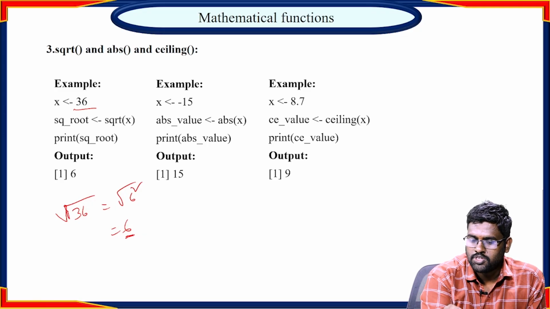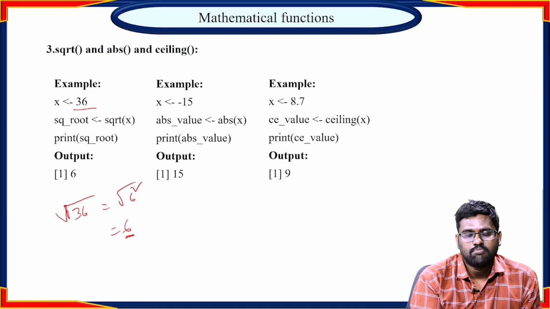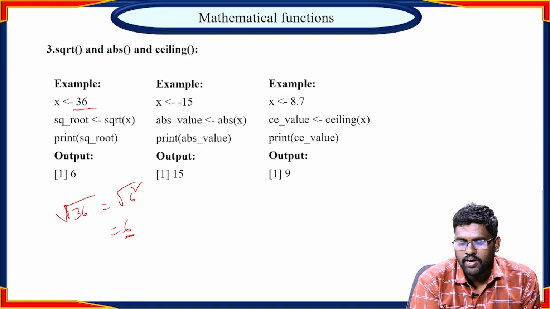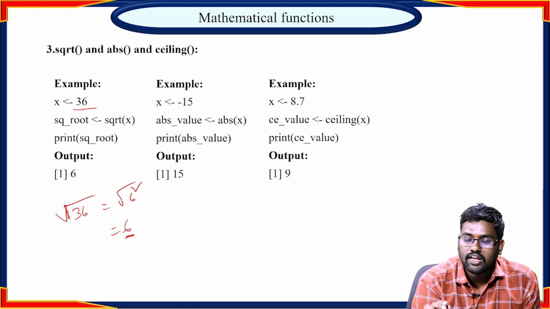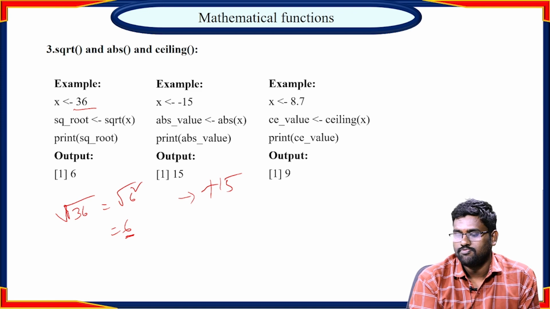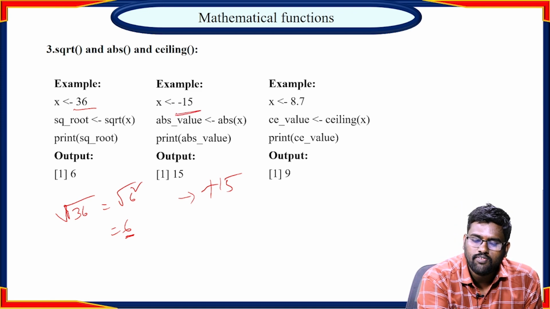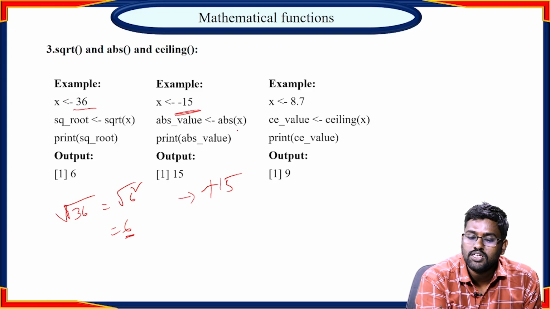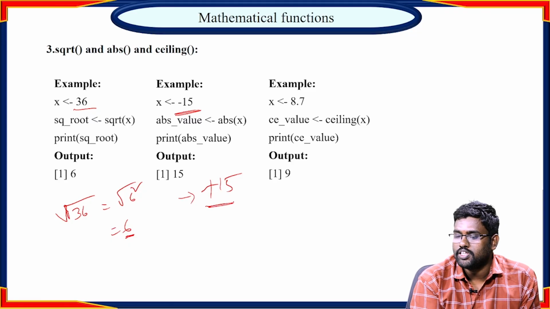Next, absolute value. Absolute value means, for example, if the given value is minus 15. Whatever value is taken, even if it is a negative value, the absolute value is taken as the positive value, plus 15. Absolute value of x means it prints only the positive value. So directly it will print that positive value.